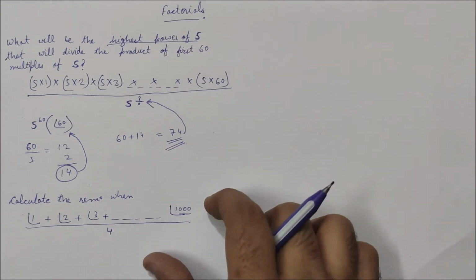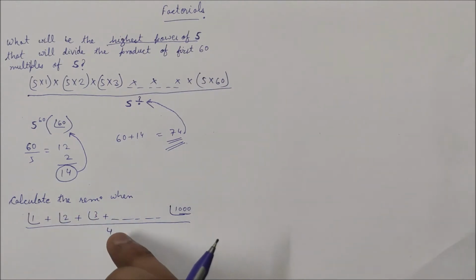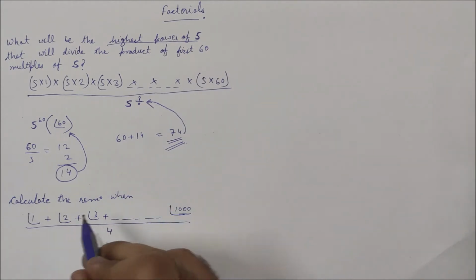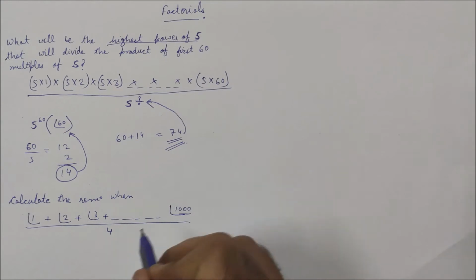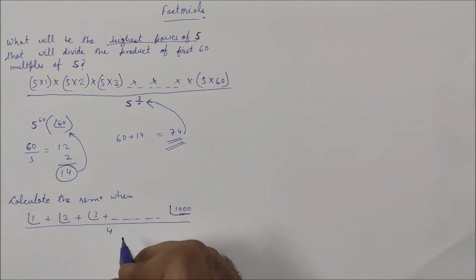Okay, so we need to calculate the remainder. We needn't find the quotient. We don't need to calculate what is the highest power of 4 in this case. We need to find the remainder. What is the remainder when the sum of factorials till factorial 1000 is divided by 4, what is the remainder of that expression?